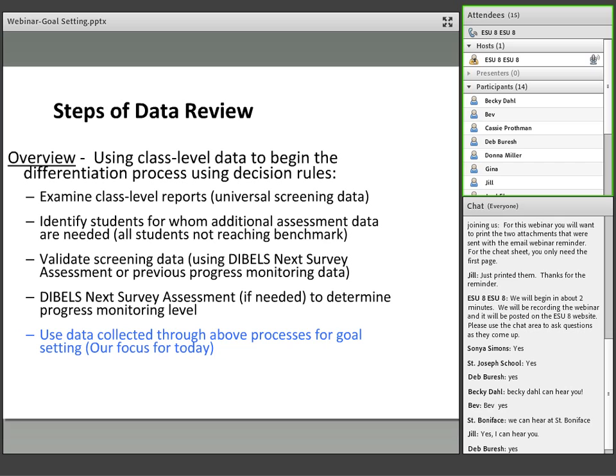So we're going to use those decision rules to help us examine class level reports, which is from our screening data. And those decision rules are going to help us identify students for whom we know that we need additional data because they're not reaching the benchmark. Also will help us to decide which students we need more information on. Do we need to validate some students using the DIBELS Next survey? Or do we need to use the DIBELS Next survey to help figure out what's the right level for progress monitoring? And we're going to touch on those things today. But the real focus today is going to be on how we use that data to set goals for students, appropriate yet ambitious goals. So that's going to be our focus for today.